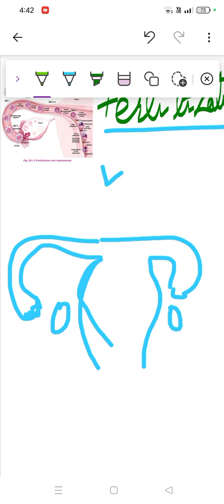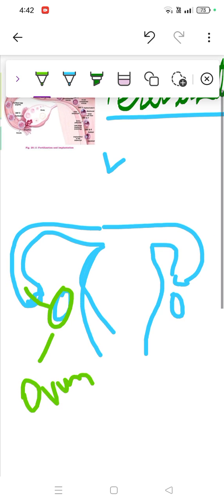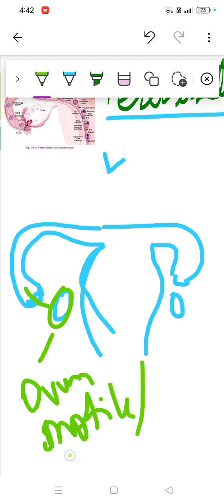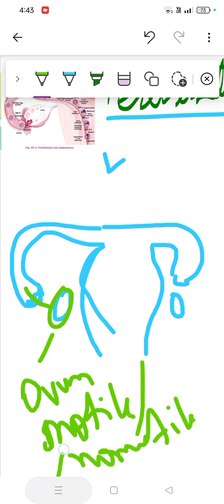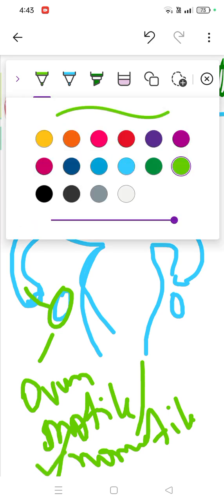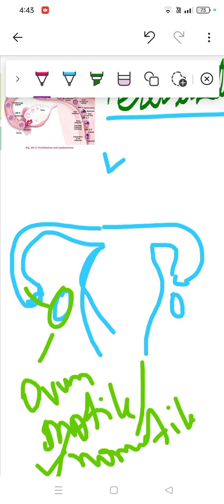Then comes the next part. Fertilization will occur when this ovum goes inside. How? If I ask you, is the ovum motile or non-motile? The answer is that it is non-motile, of course, because only sperm is motile in our human body, and even that only in the male, not in the female. So the ovum is non-motile. So how does it move from here to here? That is the main part.